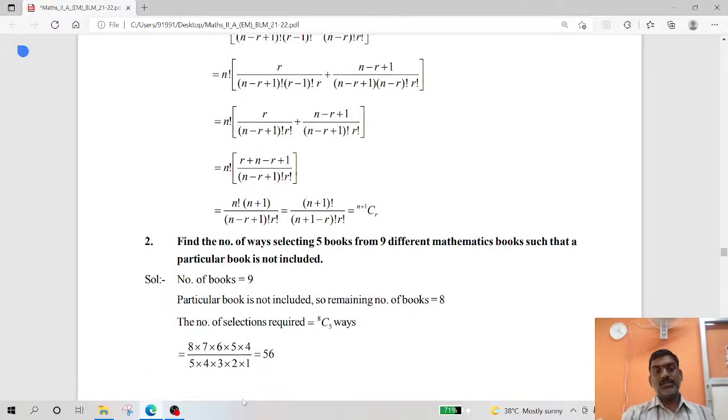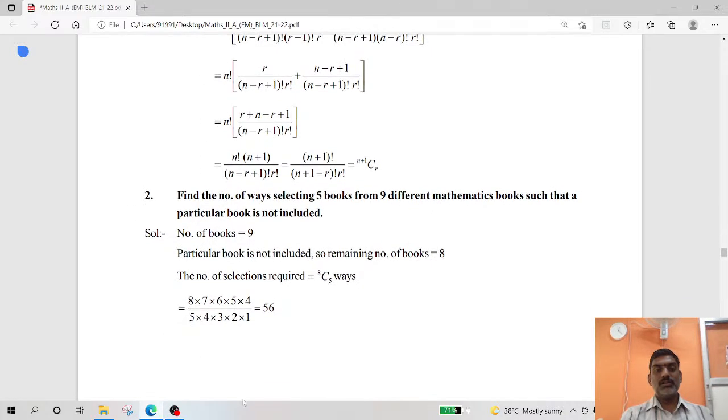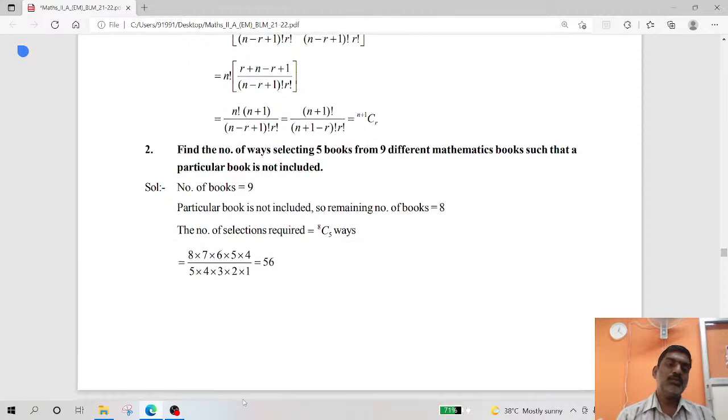Next, find the number of ways of selecting 5 books from 9 different mathematics books such that a particular book is not included. Total number of books is 9, and we have to select 5 books. A particular book not being included means only 8 books are there. From those 8 books, selecting 5 books gives 8C5.